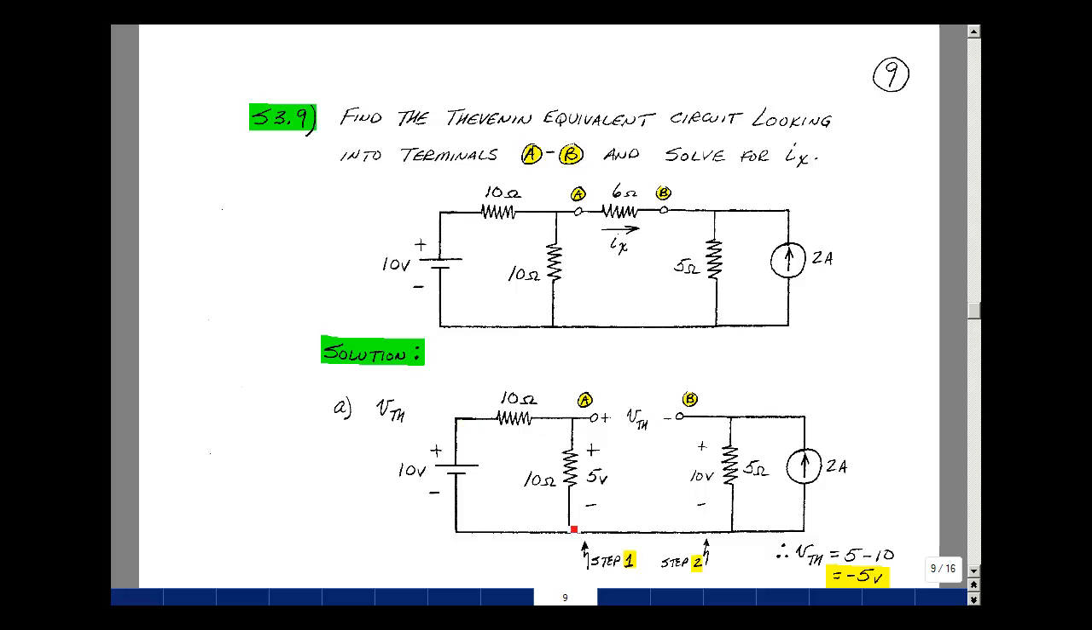I have two resistors here in series, and they share the same current. I could use the voltage divider rule. Since they're equal, I'll have half of the 10 volts, or 5 volts. Here I have a 2 amp source, and it can only go into the 5 ohm resistor, so I'll create a voltage of 10 volts.